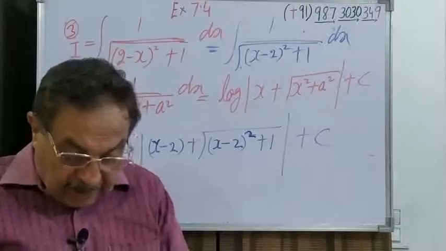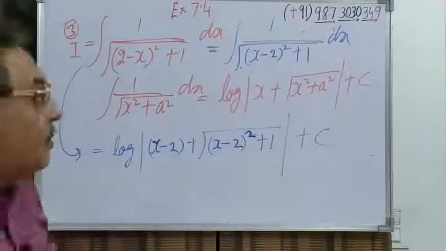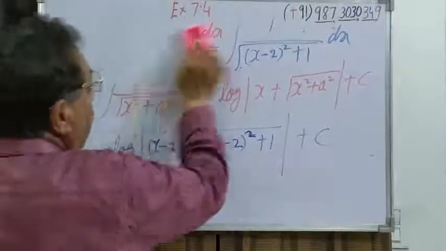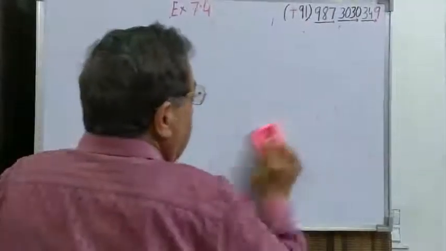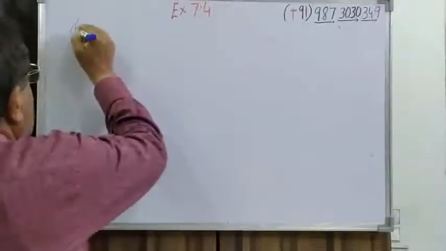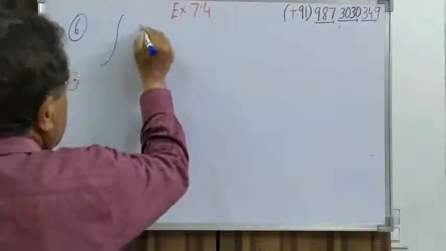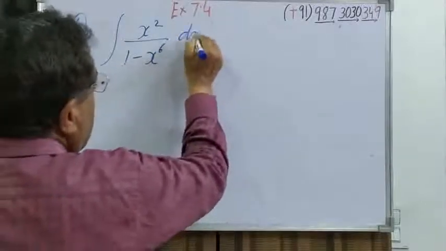So now let us go to the next important question, question number 6 of exercise 7.4. What does it say? We have to integrate x square divided by 1 minus x to the power 6, dx.